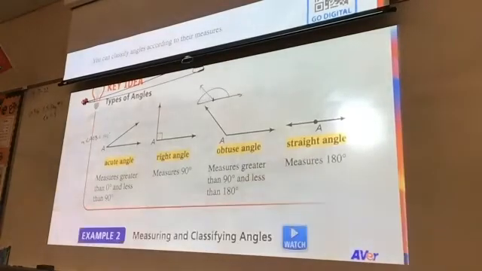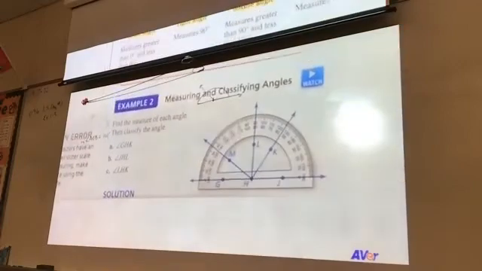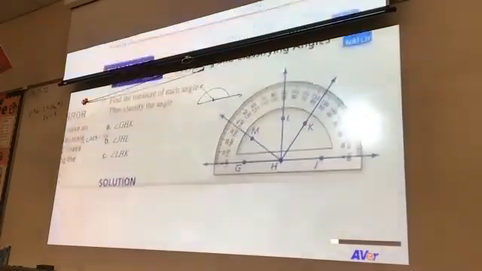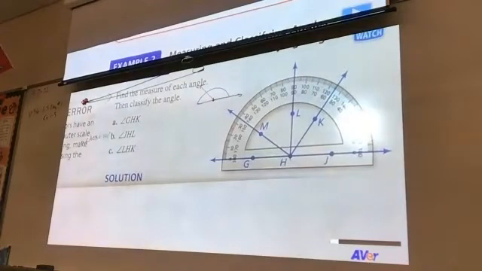So using all of that knowledge that we just talked about, here's a protractor. I got 3 angles listed. I want the number of degrees and what type of angle it is. See if we can get that done before lunch.